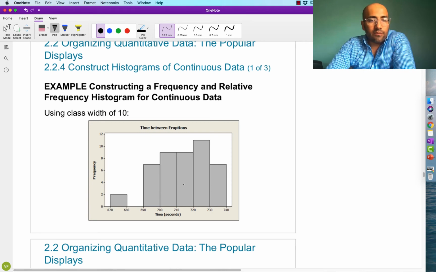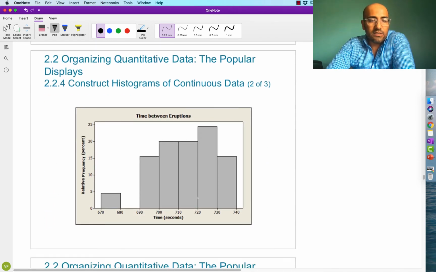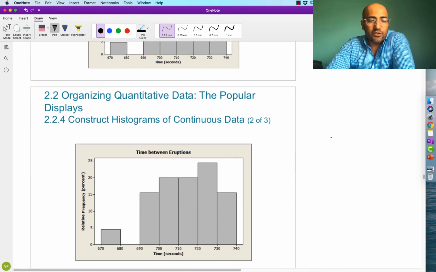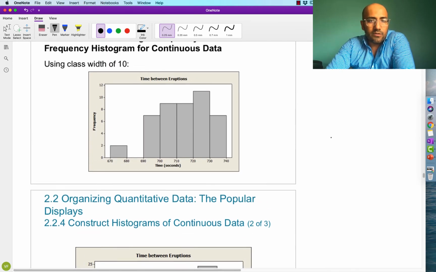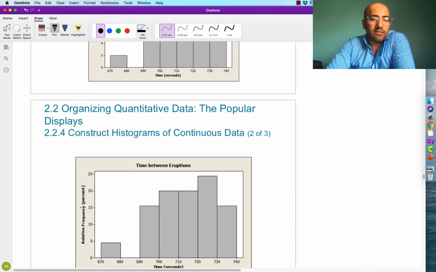So our table from above, our histogram, looks like this with a class width of 10. And then if we have a class width of 5, it looks like this. So you can see, they're a little bit different. They both do a pretty good job. Wait, no, this is class width of 10, and this is a frequency. And then over here we have a relative frequency.